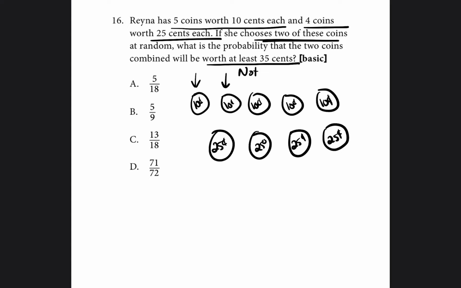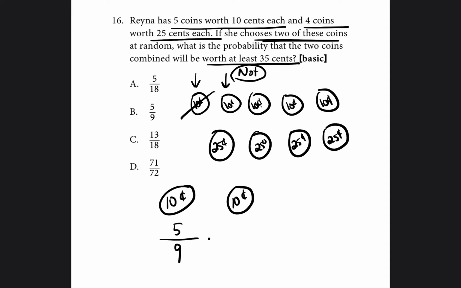So what I'm going to do is work this problem backwards, meaning I'm going to figure out the probability of not getting at least 35 cents, and then subtract. When we want the probability of picking a dime the first time, it's 1, 2, 3, 4, 5. 5 out of a total of 9 coins. Then you're not going to replace this, so I'm going to cross it off, and find the probability of choosing a dime the next time. Now there's only 4 dimes, 4 out of a total of only 8 coins.